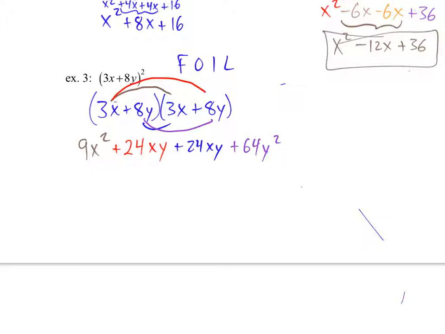64y squared. Good. And then these two have the exact same variable combinations. We can combine those. I'm going to start at the beginning. 9x squared plus 48xy plus 64y squared.